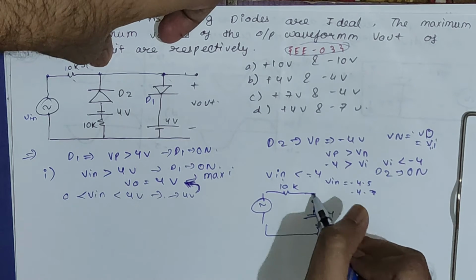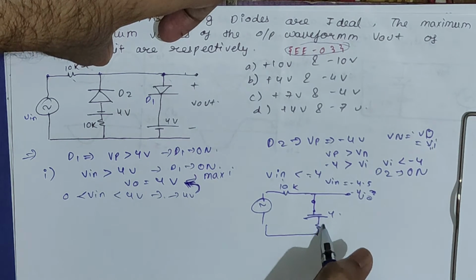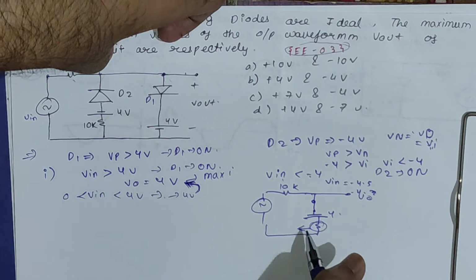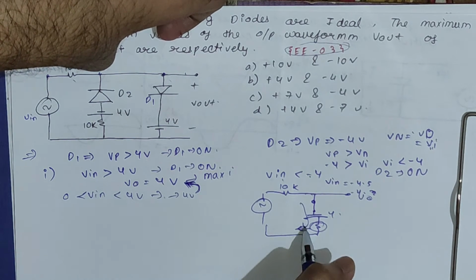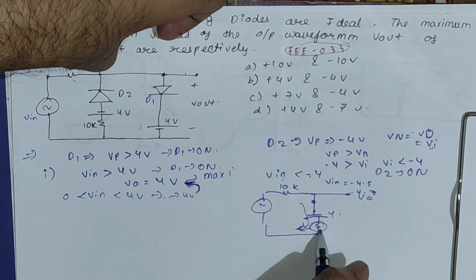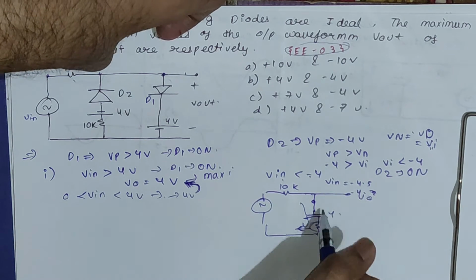To get the output voltage, we must know the voltage across this resistor. And as per the previous sum, we know we first have to find the current, and then from that current we find the voltage, which will give us the exact output voltage.